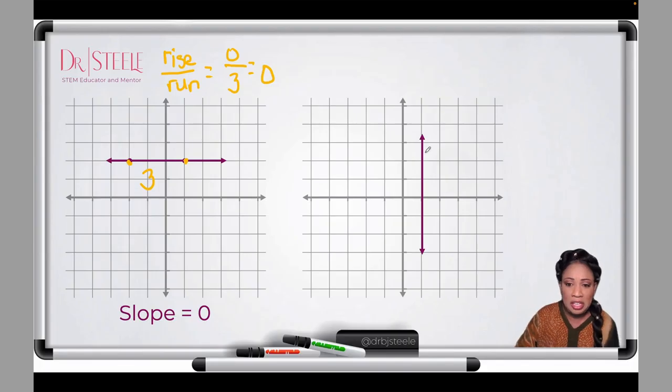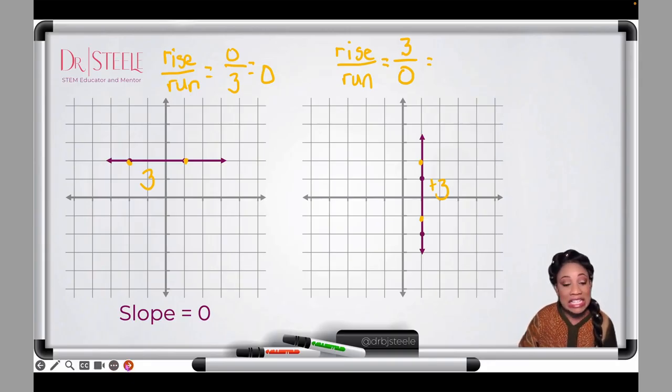Well, of course you're going to say, well, what is it if it's vertically? Well, let's think about that also. So, again, let's choose a couple of points. We have rise over run. Now here I'm going up 1, 2, 3. So my rise is 3. But I'm not running, right? I'm just going up. So my run is 0. Now, what is a number divided by 0? It is undefined. So this slope is undefined.